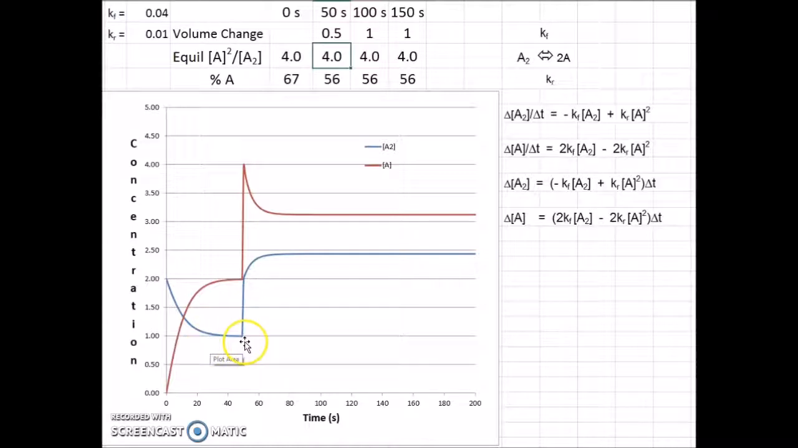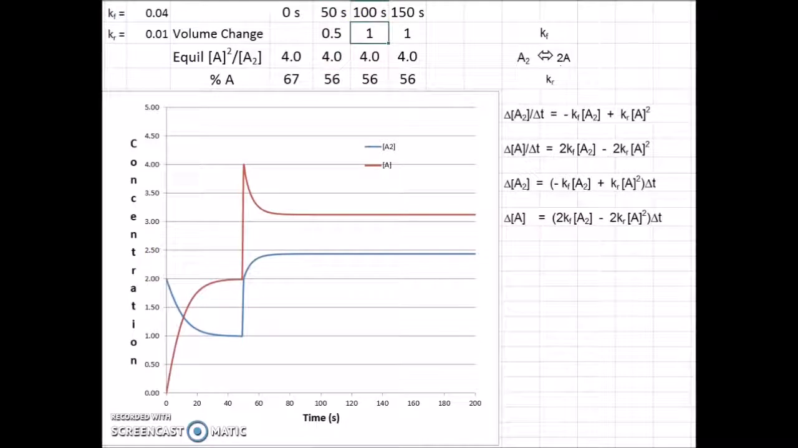And by increasing the pressure, the system has to adjust, and it adjusts in such a way that there's less A and more A2. You can see it went from 67% A to 56% A. Okay, so there was an increase in the pressure, and stuffing the same number of molecules in a smaller volume, it adjusts by going from 2A to A2, shifting to the left. All right, let's do it again.